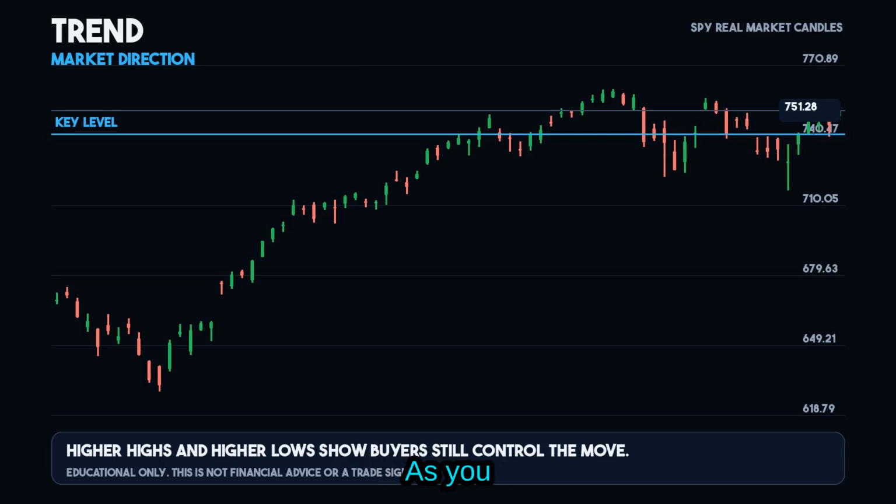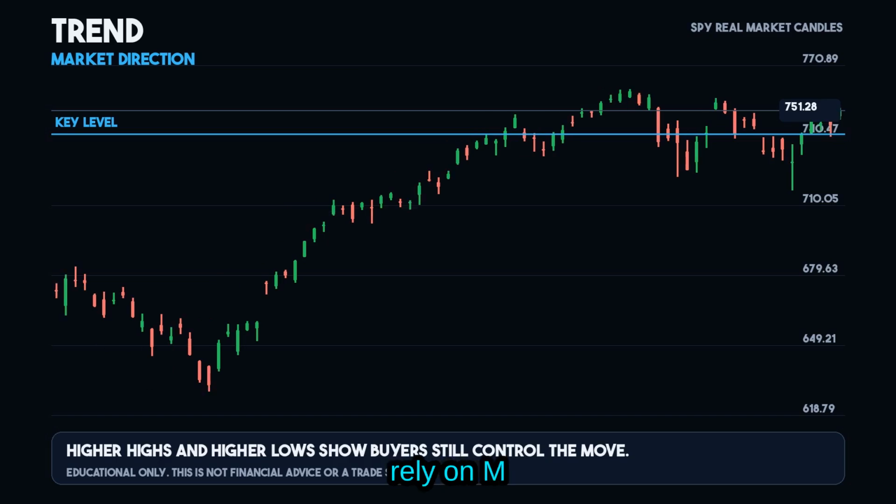Finally, observe how price moves within the channel and look for potential reversals when price reaches the upper or lower boundary. As you practice drawing trend lines and channels, remember that there's no such thing as a perfect trend line or channel. The key is to use these tools to make better trading decisions, not to rely on them for guaranteed profits.